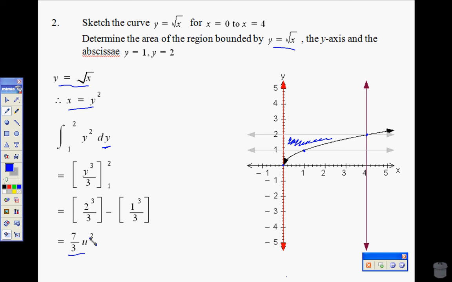So just be careful. We need to do this manipulation to get x in terms of y, to make sure that when we integrate a function in terms of y, because we're going back to the y-axis, we have a function in terms of y to do that.